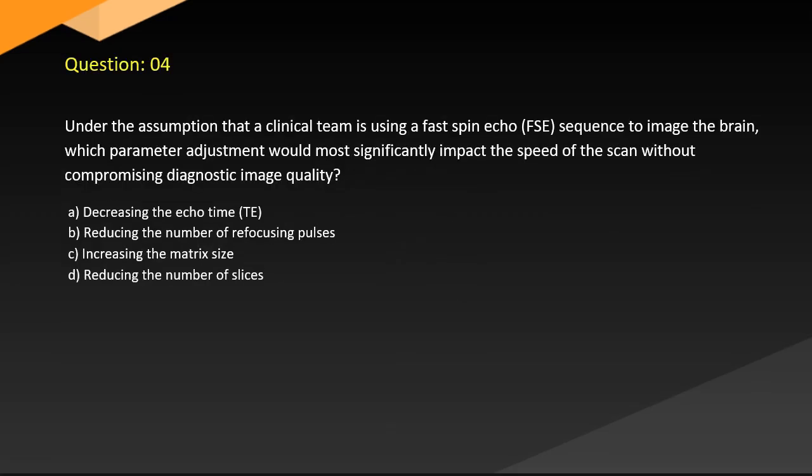Question 4. Under the assumption that a clinical team is using a fast spin echo (FSE) sequence to image the brain, which parameter adjustment would most significantly impact the speed of the scan without compromising diagnostic image quality? A. Decreasing the echo time (TE). B. Reducing the number of refocusing pulses. C. Increasing the matrix size. D. Reducing the number of slices.